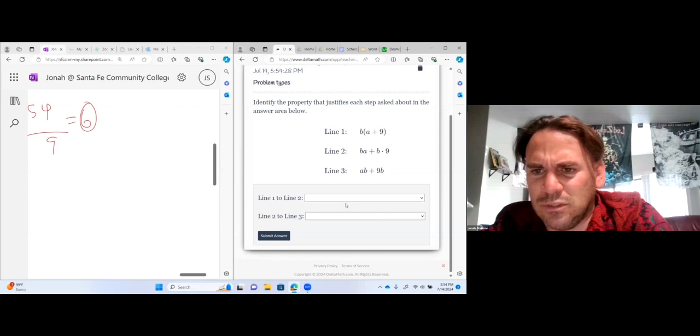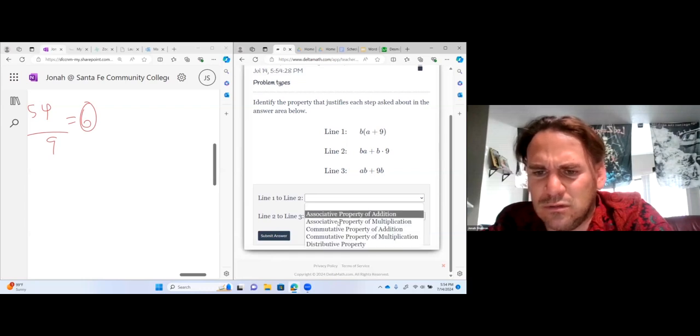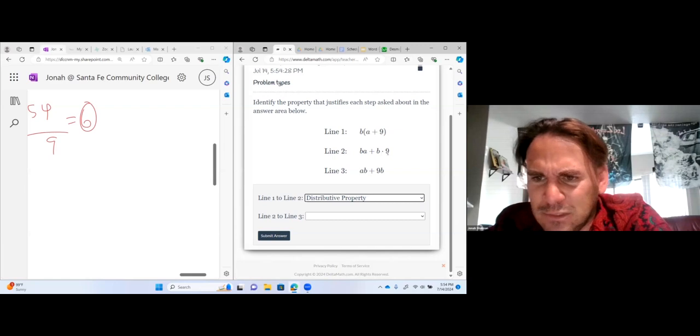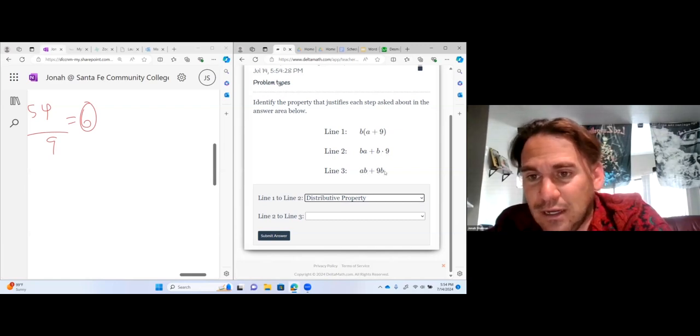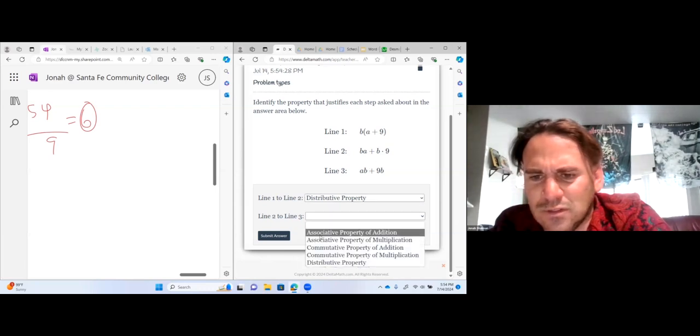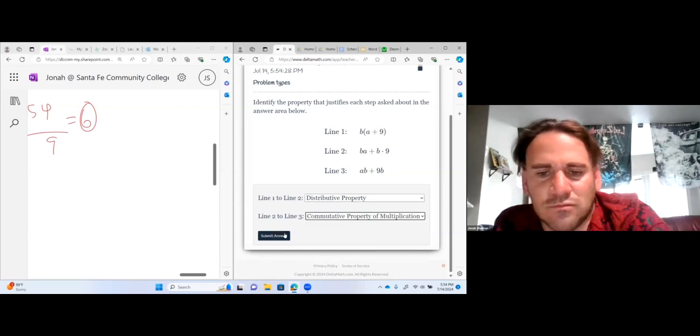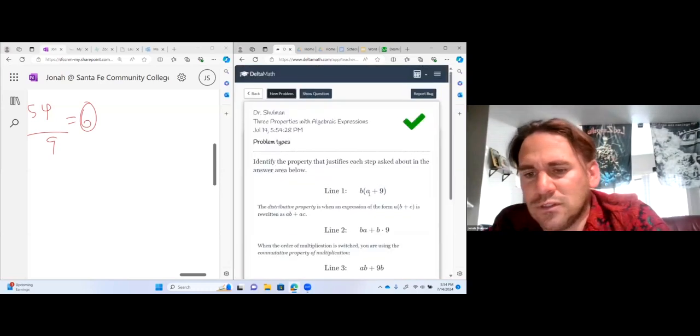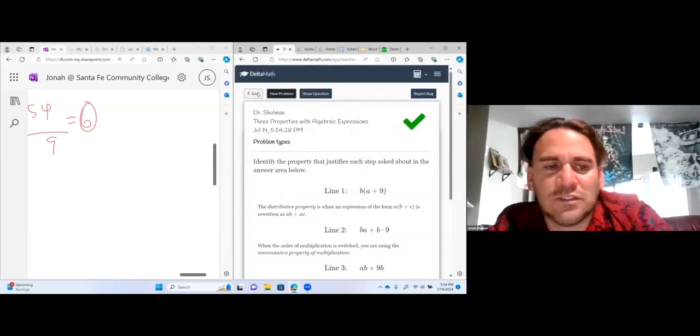The first one is we distributed. And the second one we did BA, B times 9, AB, 9B. So we had AB, but then we did BA to AB, B9 to 9B. So then this is the commutative property of multiplication. So know your properties. You can practice those. They'll be good.